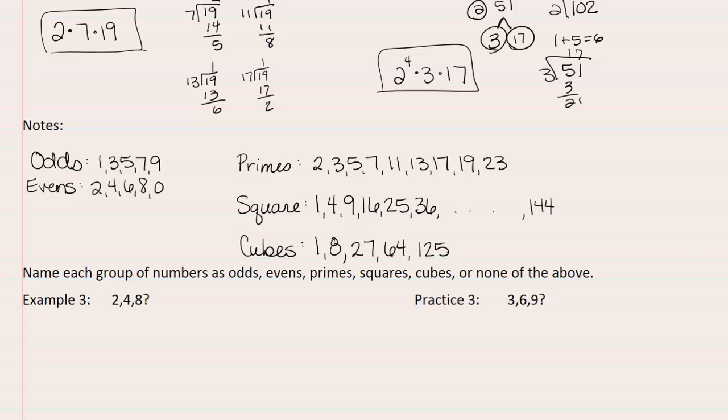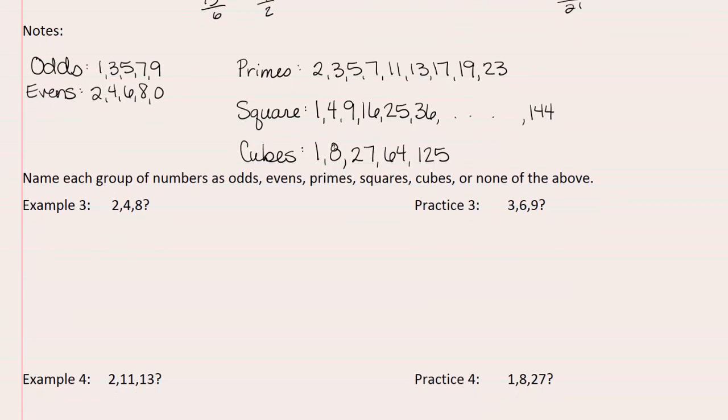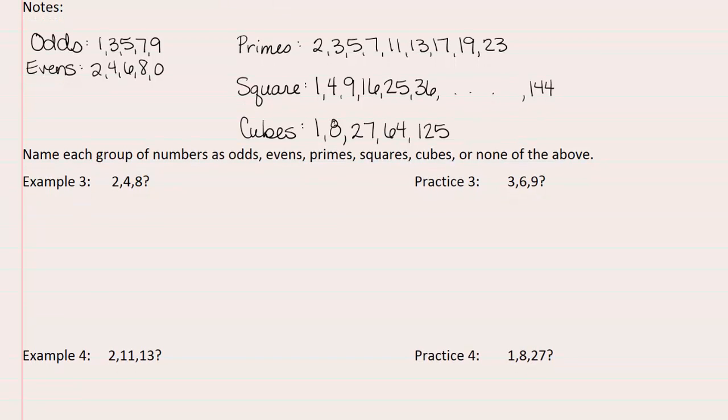So now let's look at example number 3 and see if we can identify this group of numbers. Are they odds, evens, primes, squares, cubes, or none of the above? So let's start first with odds and evens. Well, 2, 4, and 8 are all evens. We have no odd numbers in there.